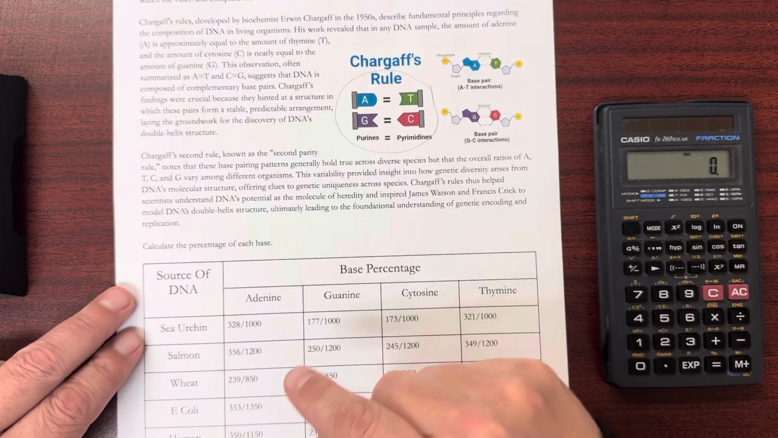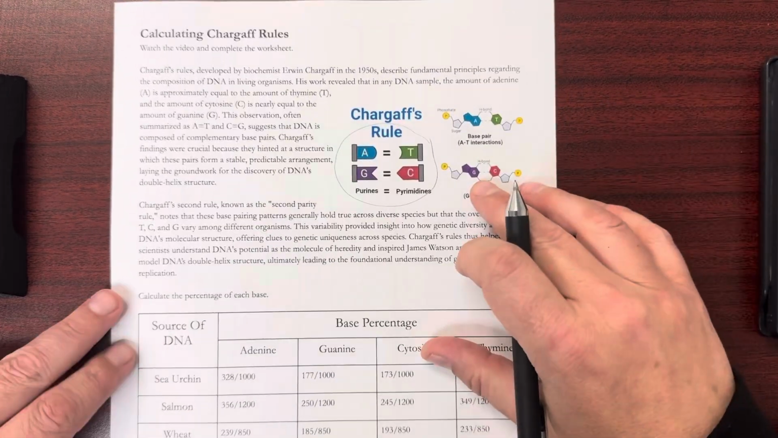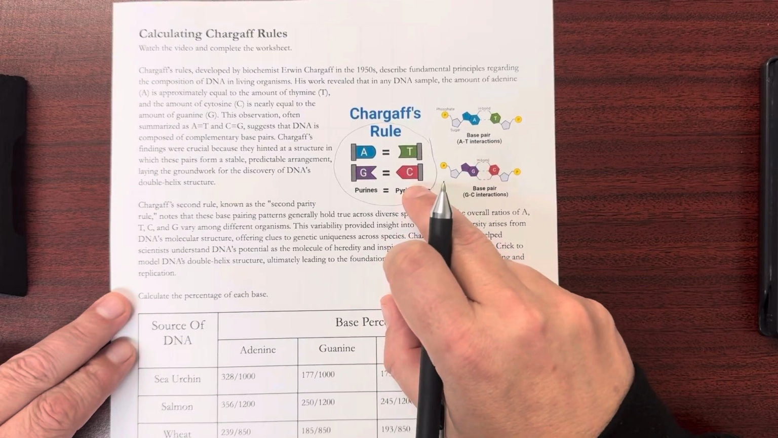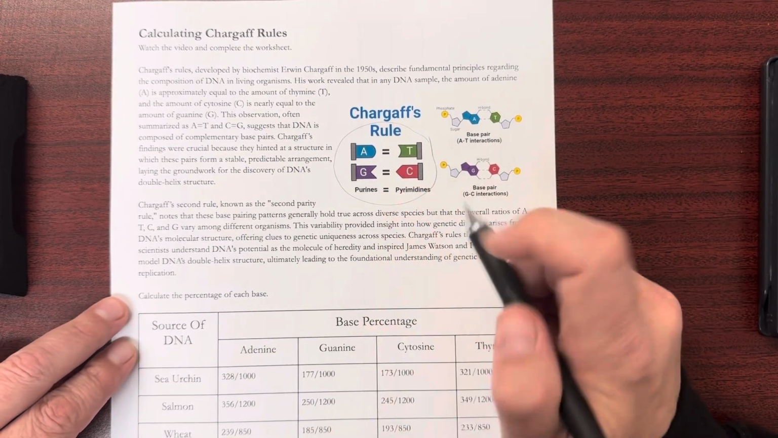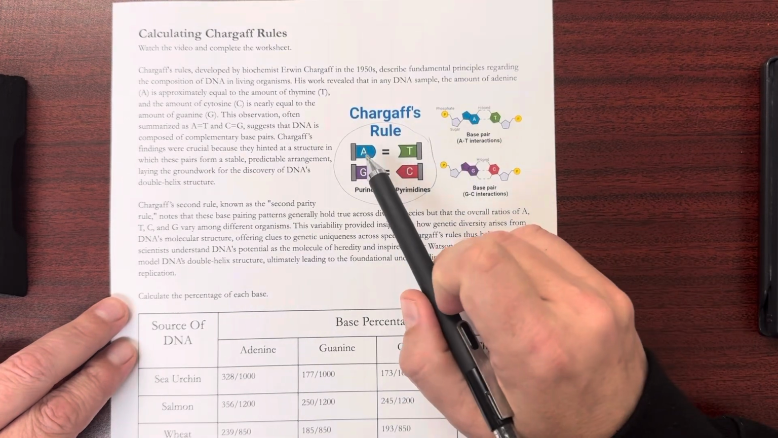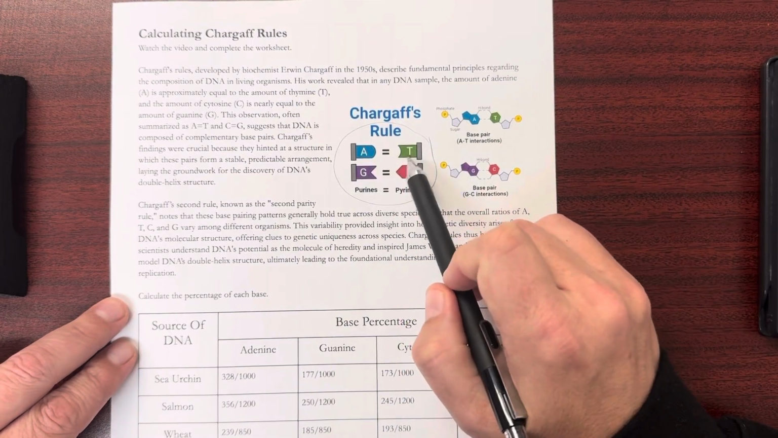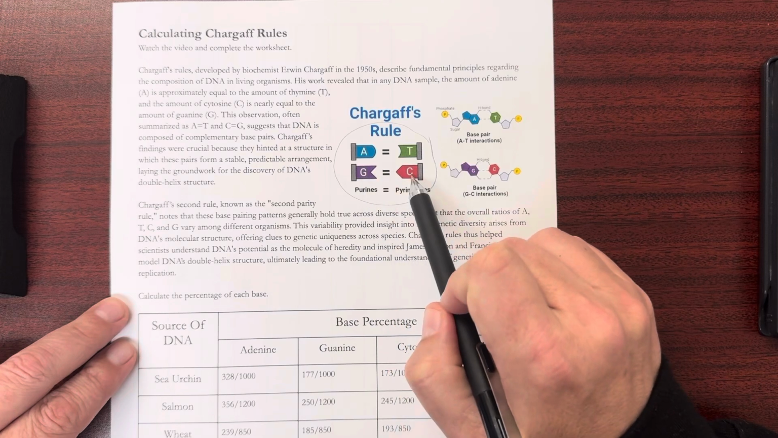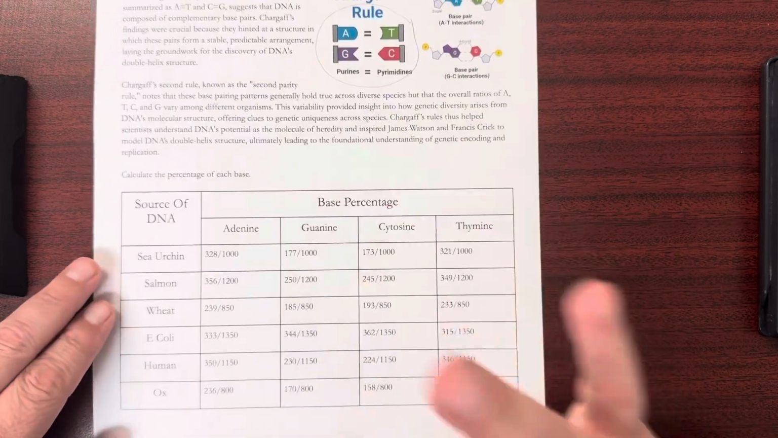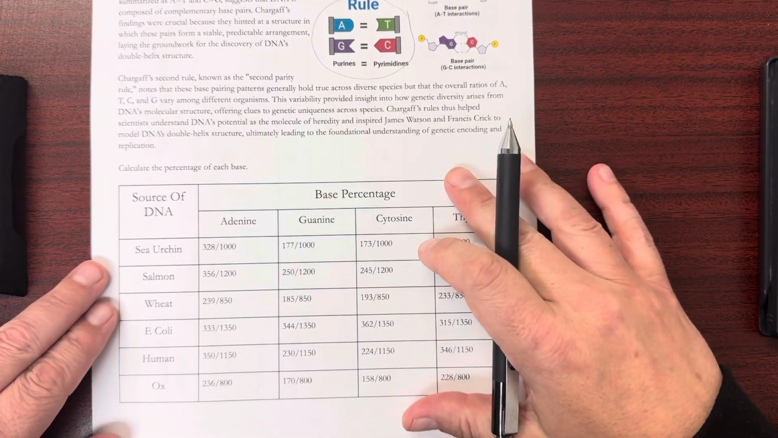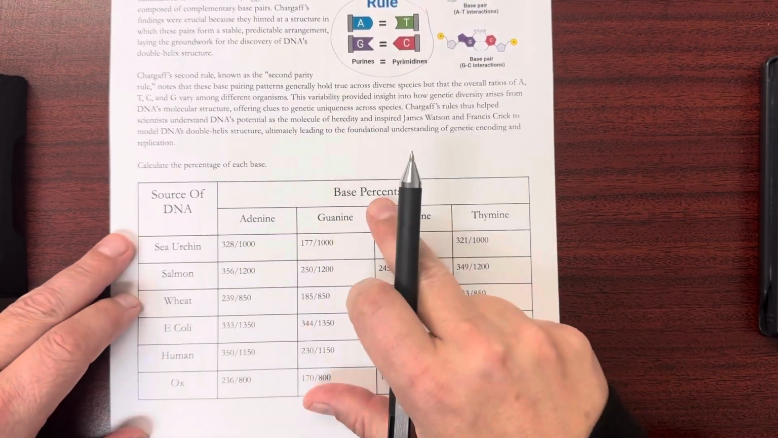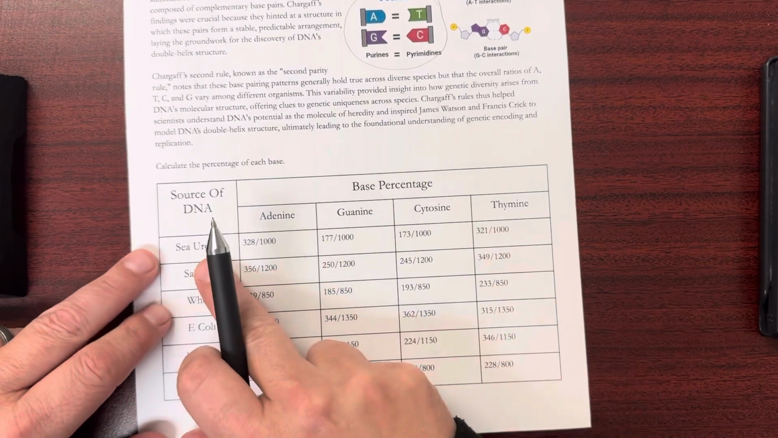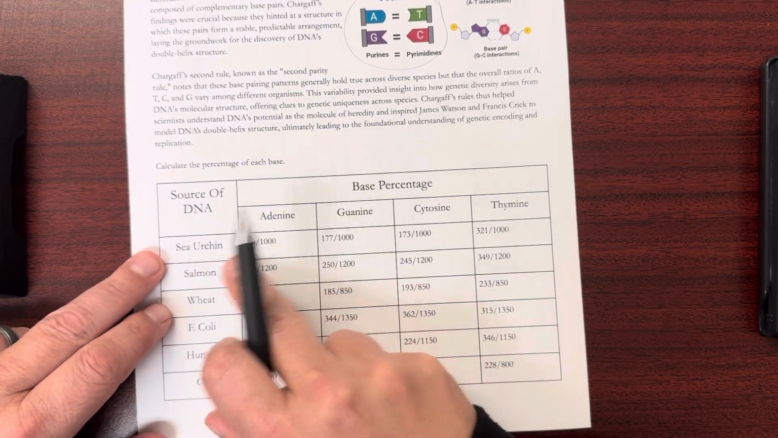And he did that by looking at the percentage of each of these bases and seeing that the percentages were often close, often very, very close, for A and T, and then very close for G and C. And now we're going to calculate some of this work that he did in the past. So we've got our table down here. We're going to calculate some percentages, and we'll start with this first one, sea urchin.